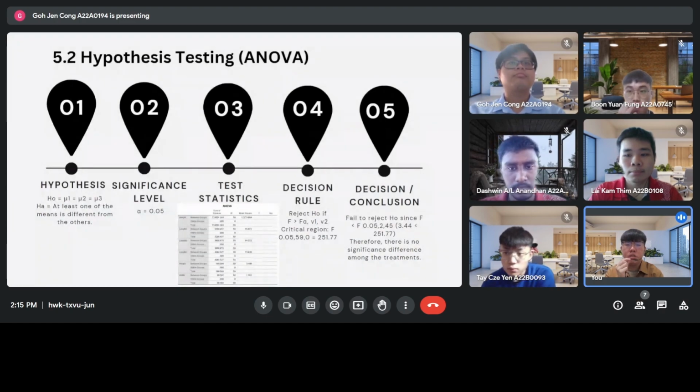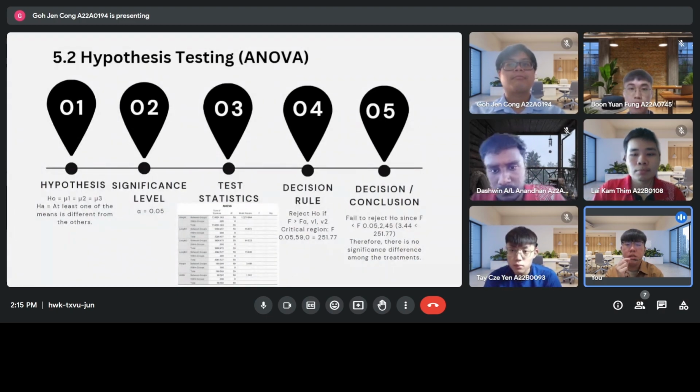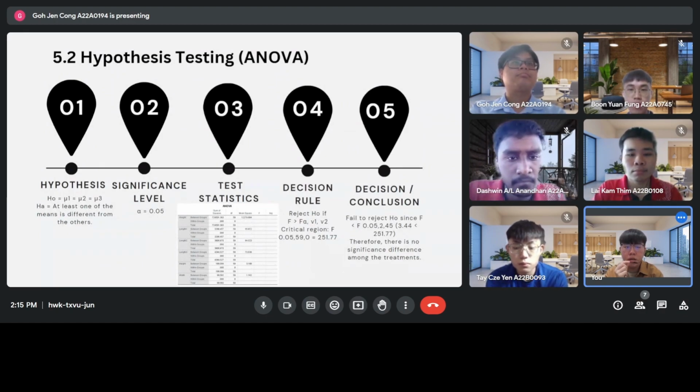Step 5 is decision or conclusion. It is fail to reject H0 since F is smaller than F alpha, nu1, nu2. Therefore, there is no significant difference among the treatments. Next page, please.